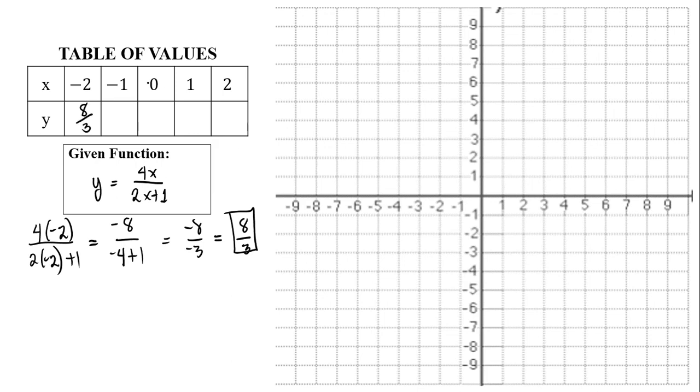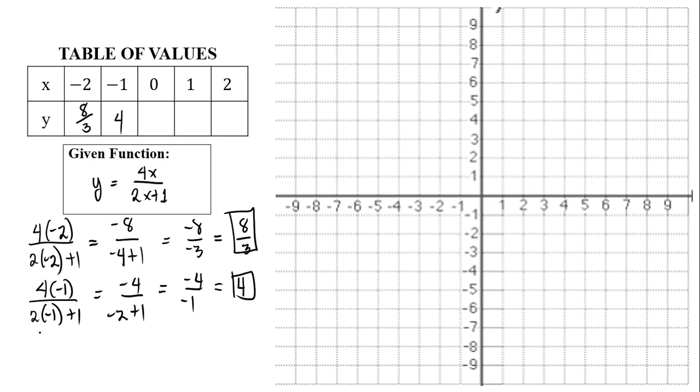Since they are both negative, it will become positive 8 over 3. Okay? Next, if your x is negative 1, 1 naman. So, substitute. 4 times negative 1 over 2 times negative 1 plus 1. 4 times negative 1, that is negative 4. 2 times negative 1 is negative 2 plus 1. So, that is negative 4 over negative 1. Since they are both negative, it will become positive. So 4 divided by 1 is 4. So value of our y is 4.